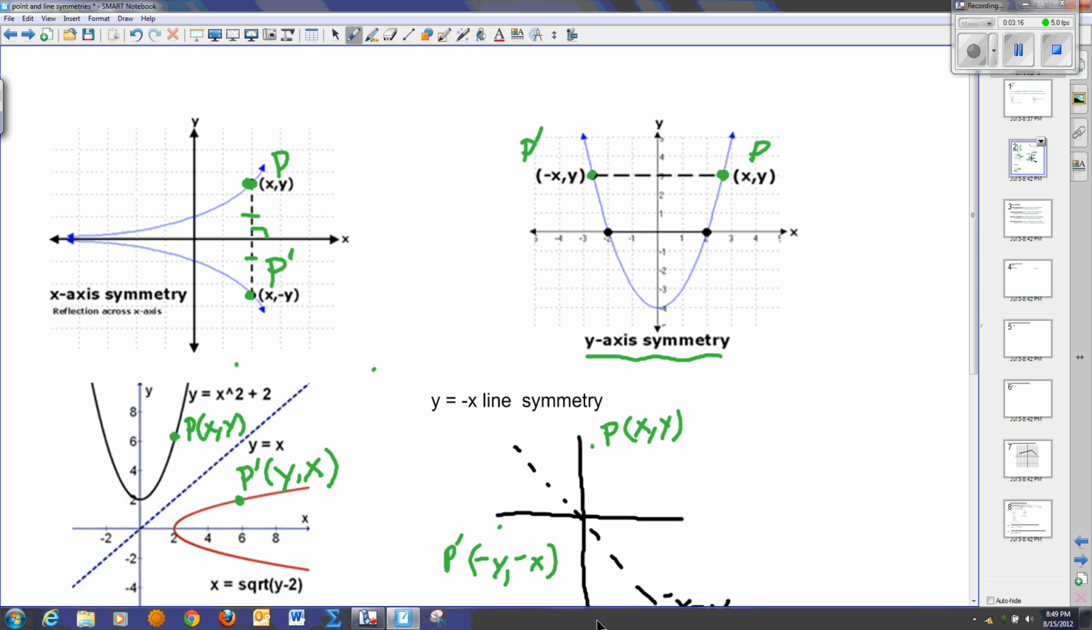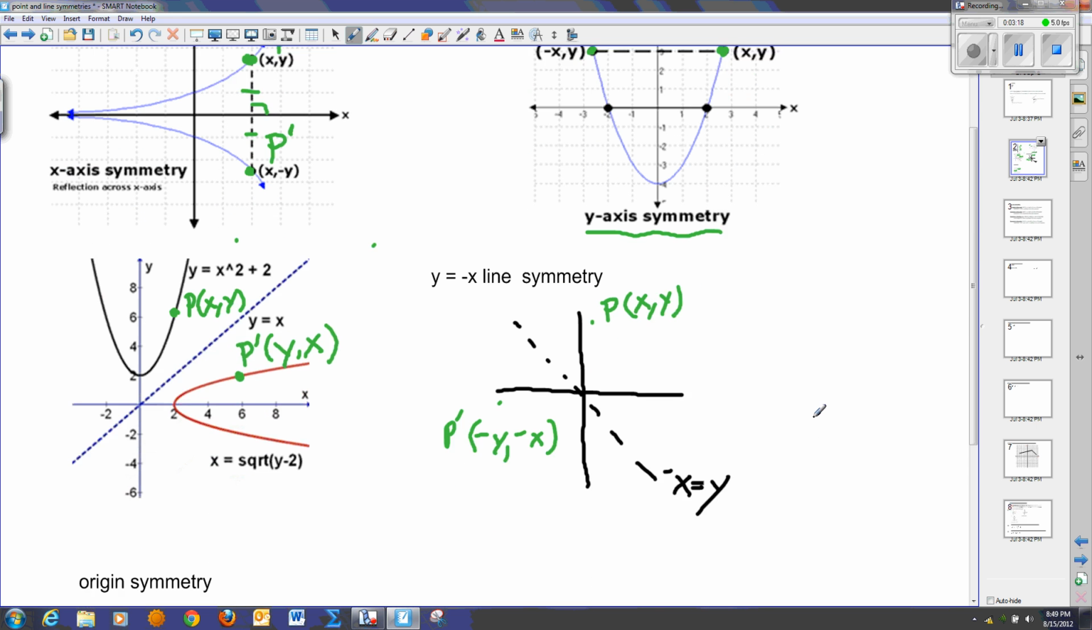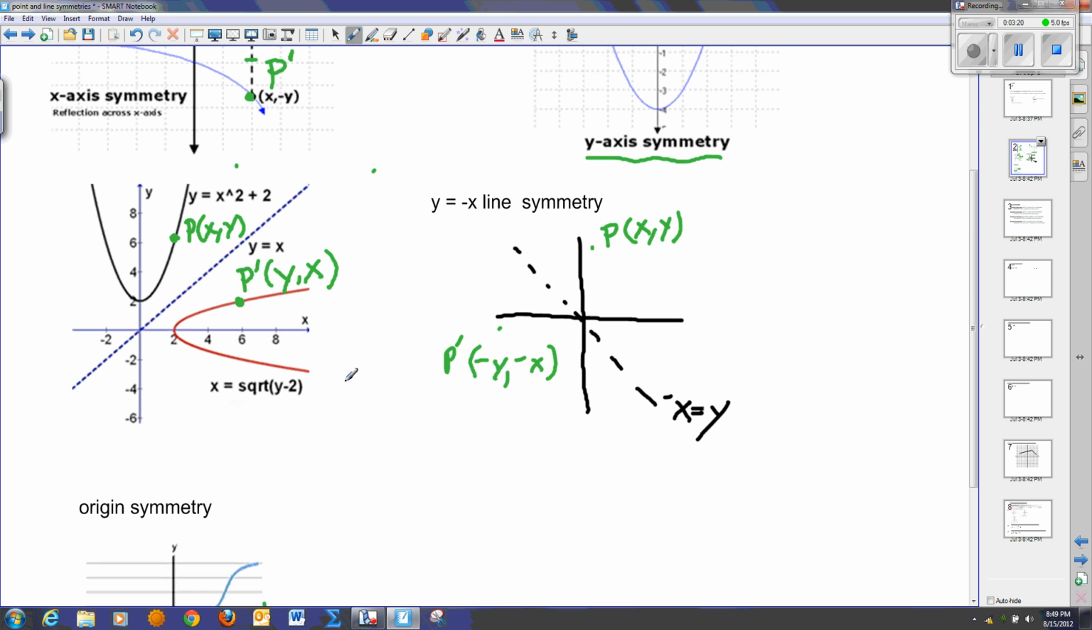So let's look at a couple more line symmetries. We've got y equals x symmetry, and here I've picked this point P, call that xy. And if I use this as my line of symmetry and draw a segment connecting those 2 points, then the line of symmetry y equals x is perpendicular and it bisects the other 2 points.